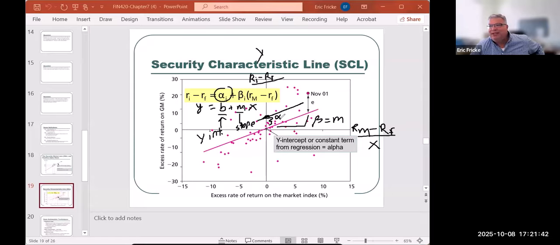So that's where this stuff comes from. You want to know where the beta of a stock comes from? They do regression. Or they can use the correlation coefficient multiplied by the standard deviation of the stock divided by the standard deviation of the market, which is basically what linear regression does. It calculates that for you. So that's where the beta of a stock comes from.